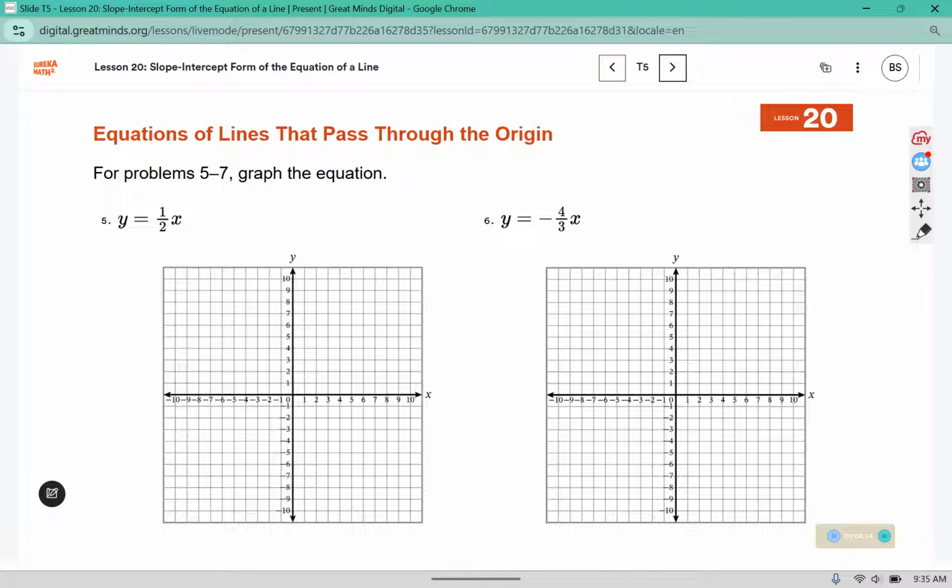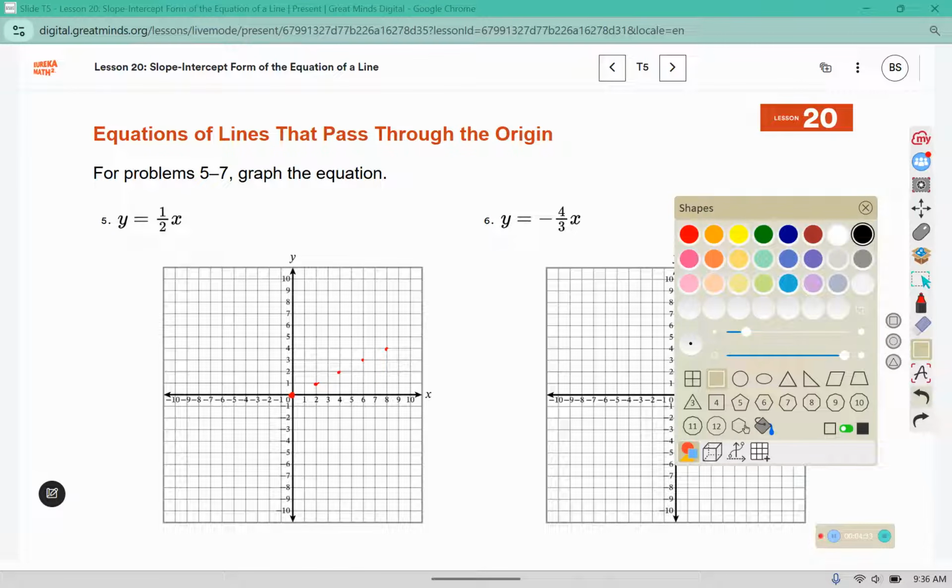For problems 5 through 7, graph the equation. Well, we know that they're going to start at the origin because they're in that format. And it has a slope of 1/2, so we're going to go up 1 and over 2. And then we'll draw a straight line through those points.